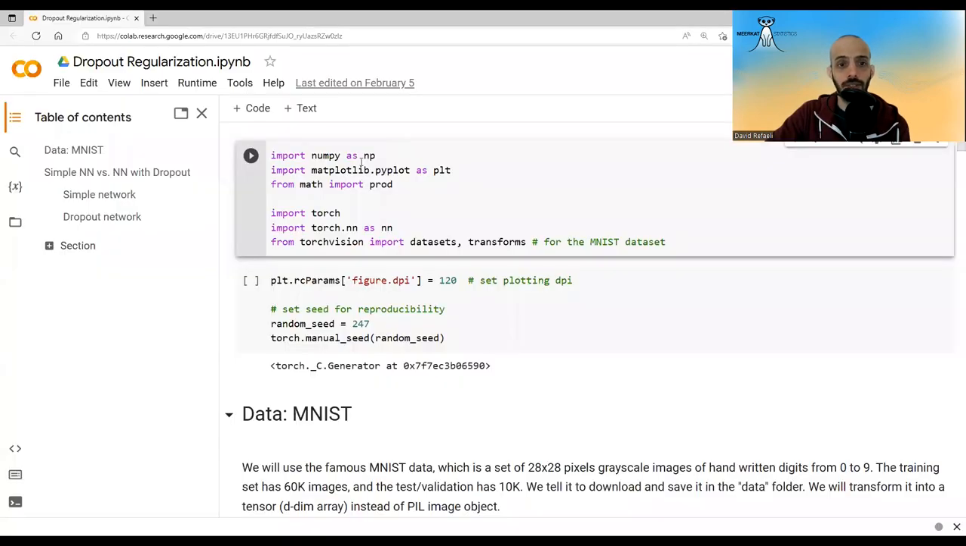Okay, so let's switch into code. These are libraries that we will need, NumPy, matplotlib. We will use Torch for neural networks. Torchvision, we will use a data set from it, the MNIST data. And we also need transforms because we have to transform that data.